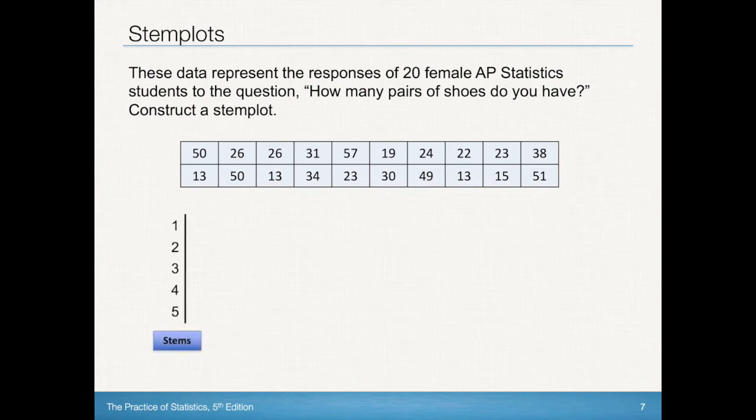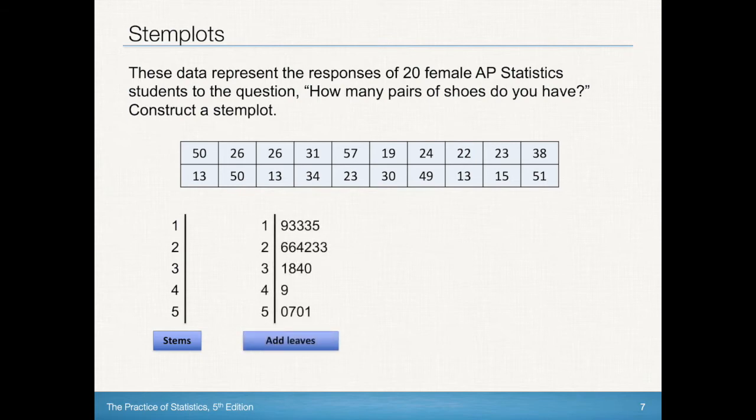To do that, we are going to take all the 2-digit values and essentially chop them in 2. We're going to have 5 and 0. We're going to have 2 and 6. We're going to have 2 and 6. We're going to have 3 and 1. So that front value, the tens digit in this case, is our stem. And the ones digit is going to be our leaves. Even if we don't have all of 1, 2, 3, 4, 5, you still have to represent them all in the stems. The next step now is to add the leaves.